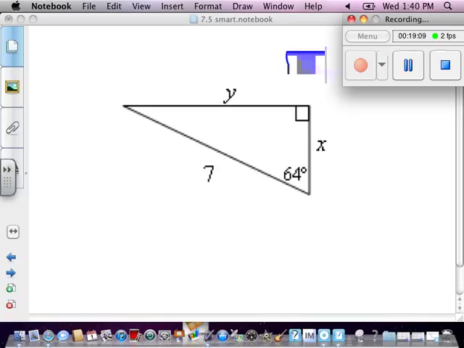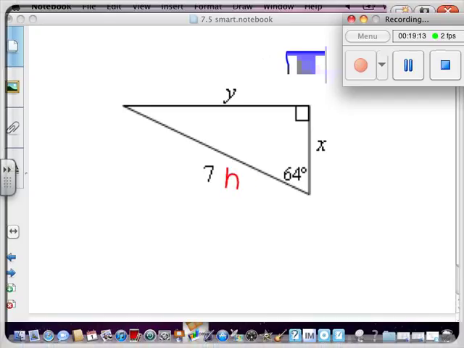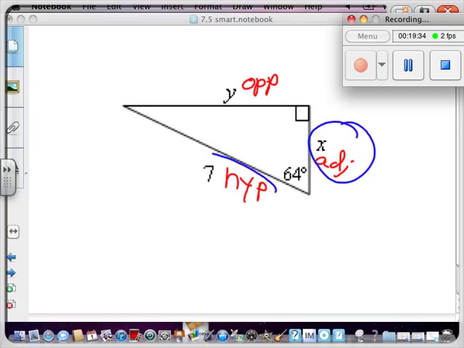Okay, but if I want to find x and y, the first thing I'm going to do is label this. I'm going to say hypotenuse. I'm going to say adjacent. And I'm going to say opposite. Okay. So, we're going to find x first. So I'm looking to find x. So then I say, okay, I'm looking at x, and the only other number I have is 7. So that means I'm looking at adjacent and hypotenuse.